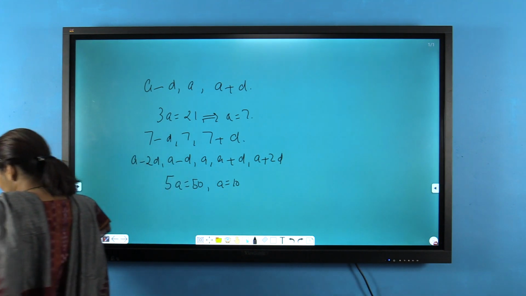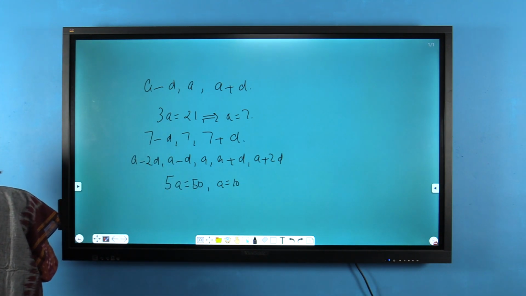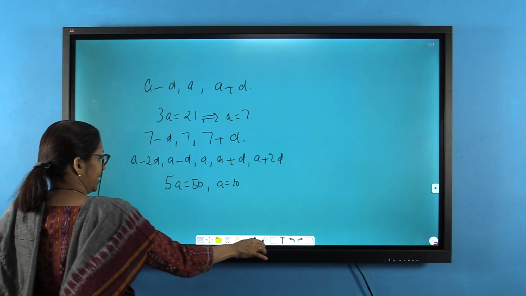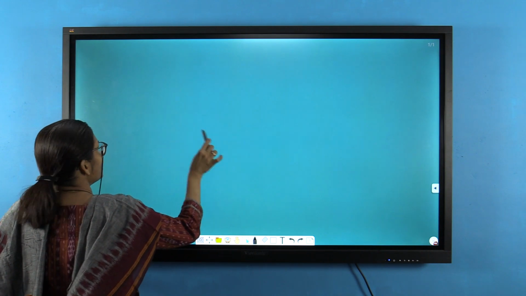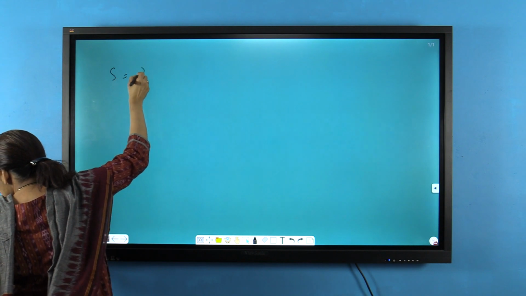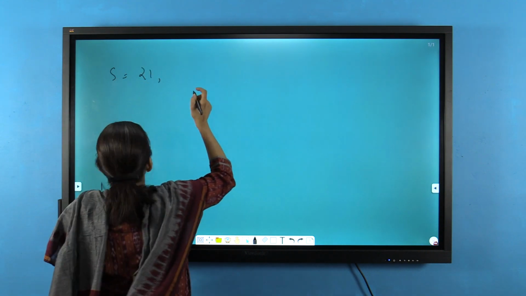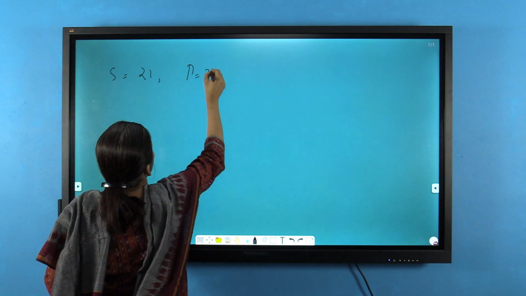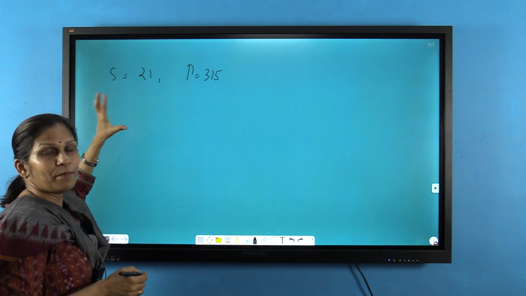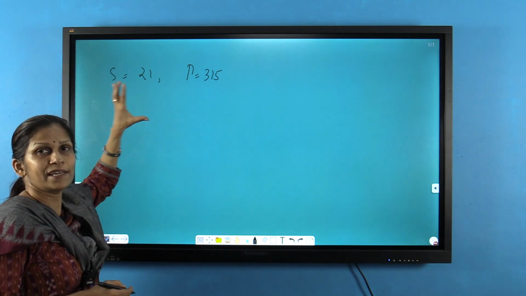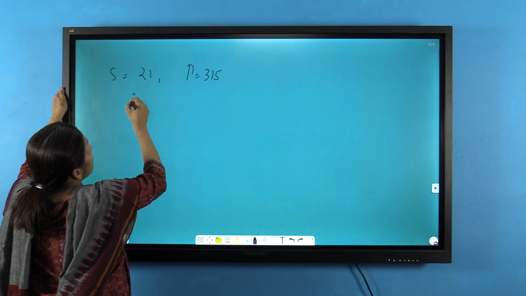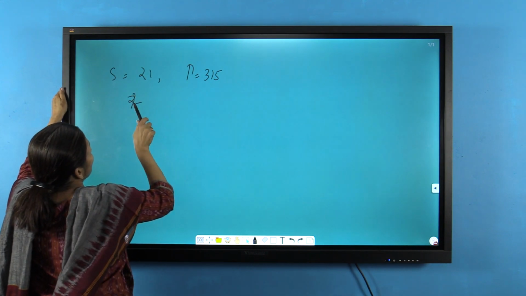So, let me do one. Find 3 numbers in AP if their sum is 21 and product is 315. So, you can write the 3 numbers as A minus D, A and A plus D. Their sum is 3A. So, A is 7. So, what are the numbers? It is 7.